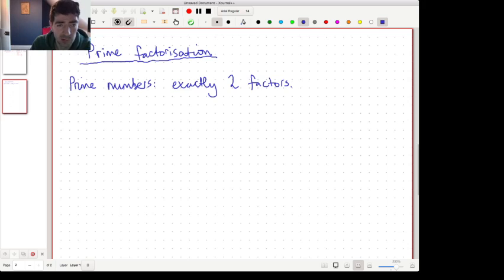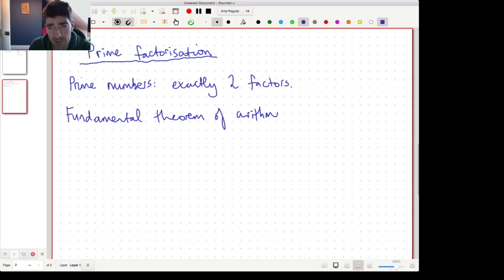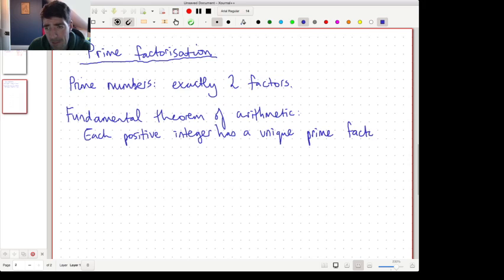And then there's something called the fundamental theorem of arithmetic, which is a very grandiose term. And what that states is each positive integer has a unique prime factorisation. Okay, so the prime factorisation is just what we understand as a product of primes.